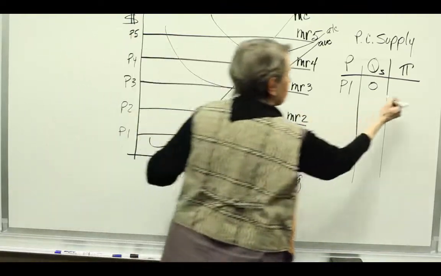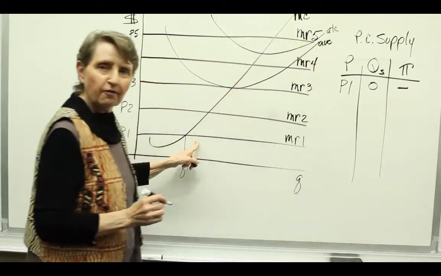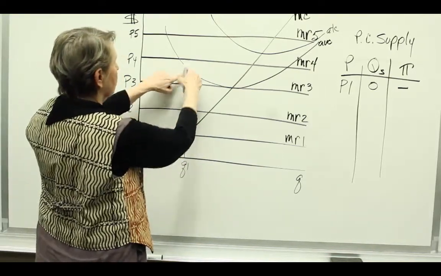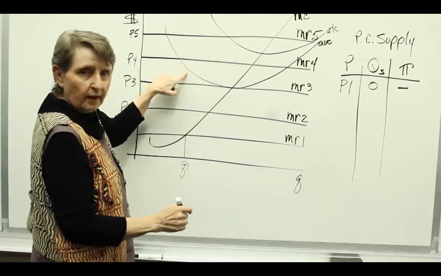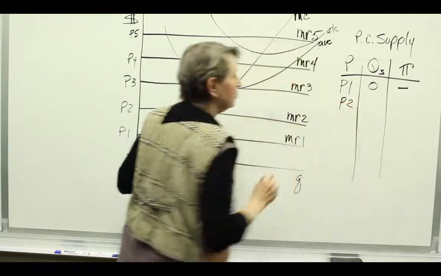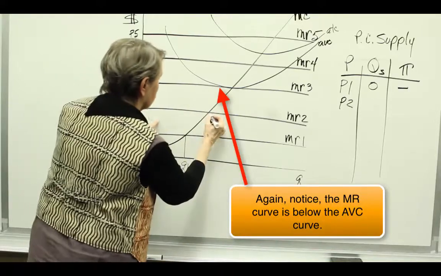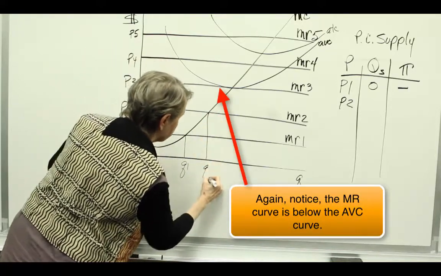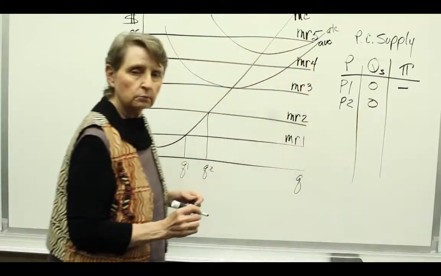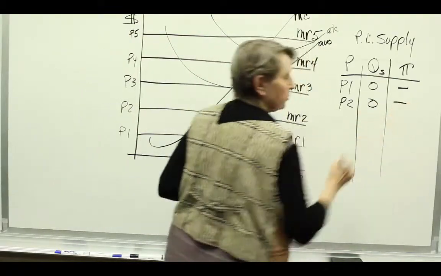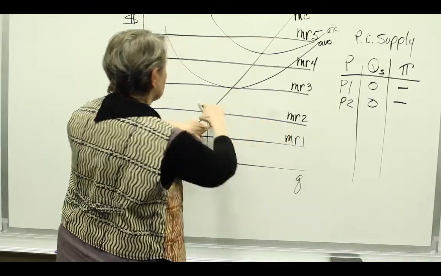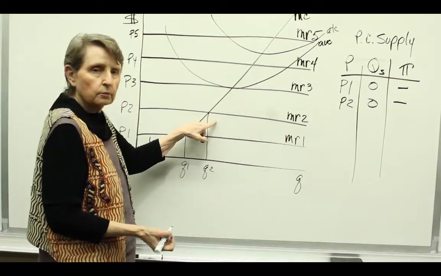And he's got negative economic profit because at a price of P1, there's his variable costs and then his fixed costs are above that. If the price is P2, how much will Farmer Jones supply to the market? And the answer is still 0. And we still have negative profits because a price of P2 doesn't cover his variable costs.